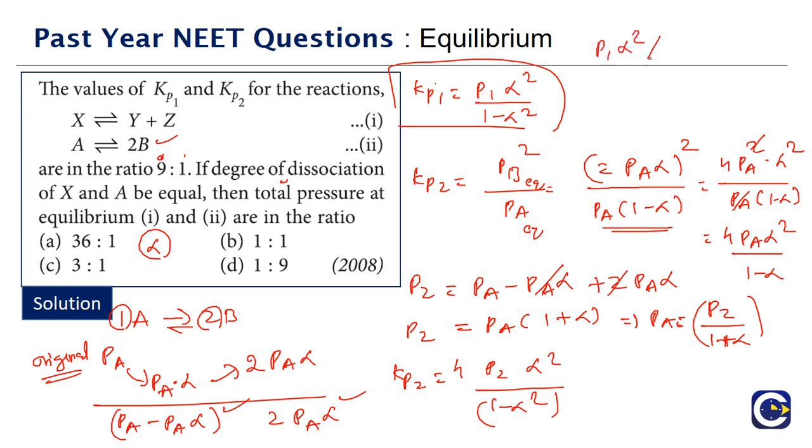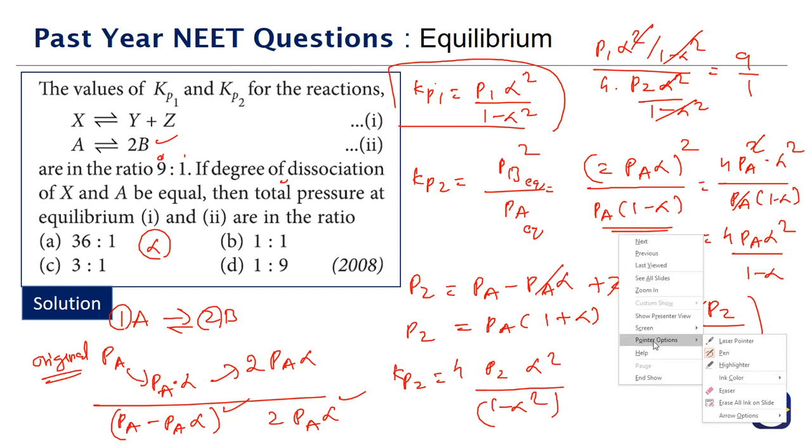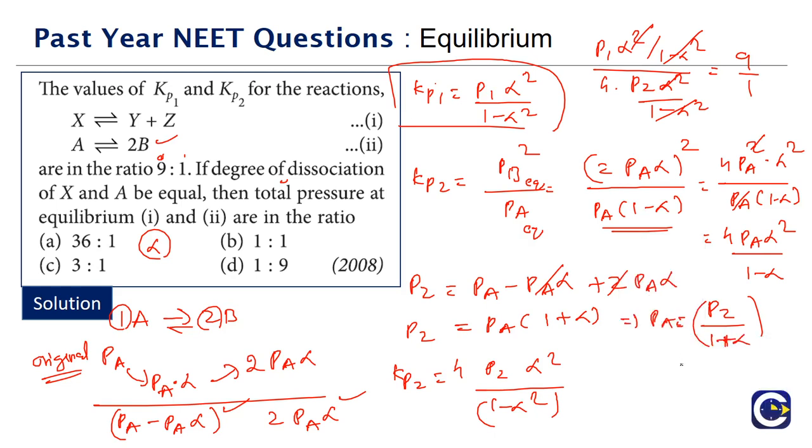Kp1 by Kp2 means what? P1 into alpha square by 1 minus alpha square divided by 4 times P2 into alpha square by 1 minus alpha square. This is equal to 9:1. So alpha square is cancelled, 1 minus alpha square is cancelled. P1 by 4 P2 is equal to 9, which means what? If you want the ratio of the pressures, what do we require here? We require the ratio of the equilibrium pressures, which will be equal to what? Just we will require P1 by P2, means the 4 will go to the other side.